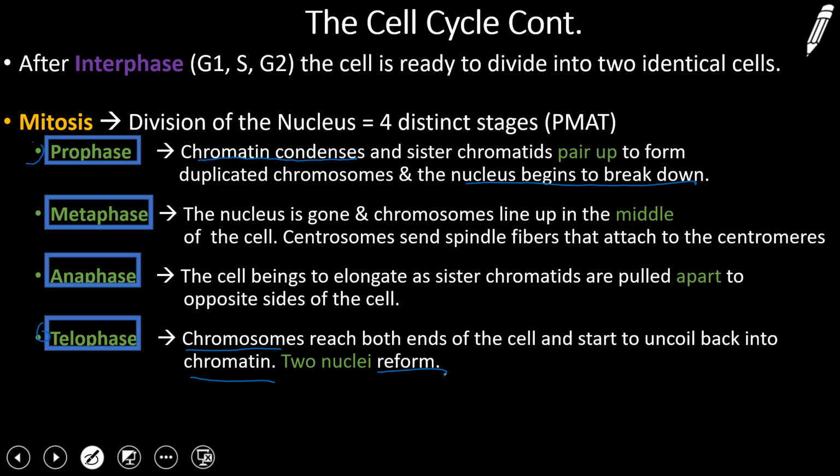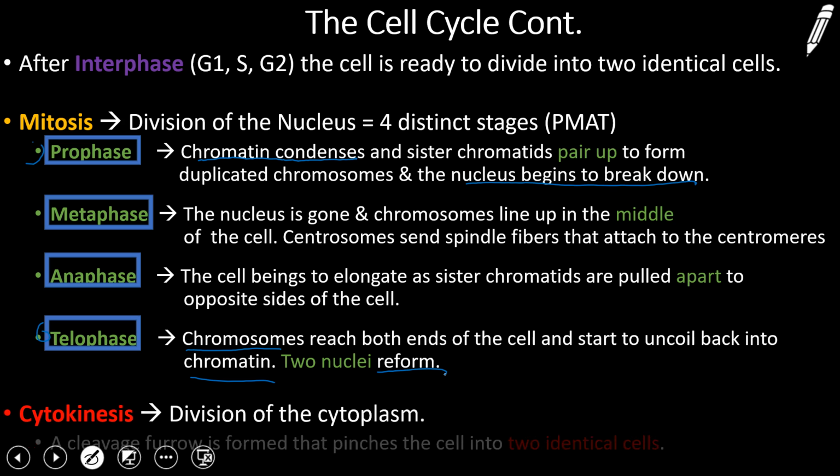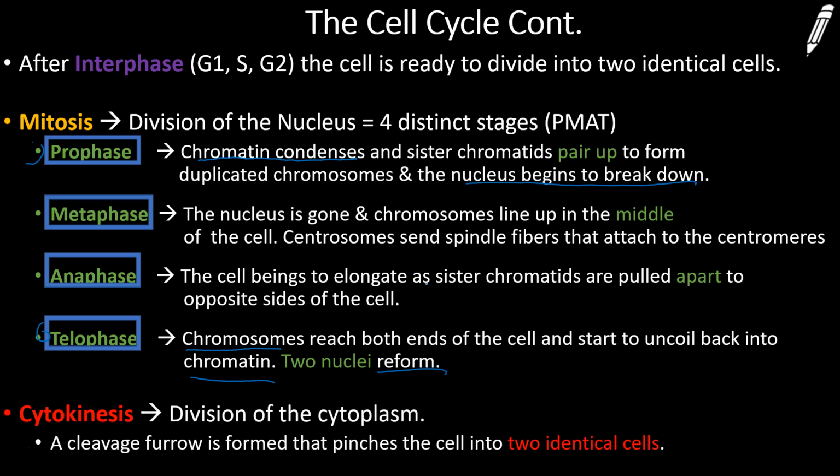After we have the DNA or the chromatin reach opposite sides, then we go to cytokinesis. Cytokinesis is division of the cytoplasm. What ends up happening is we get a cleavage furrow. Think of that cleavage furrow as like a pinch. It completely pinches that cell into two identical cells, okay? So these are the notes that I want you guys to take for the cell cycle continued. And let me show you what this looks like.